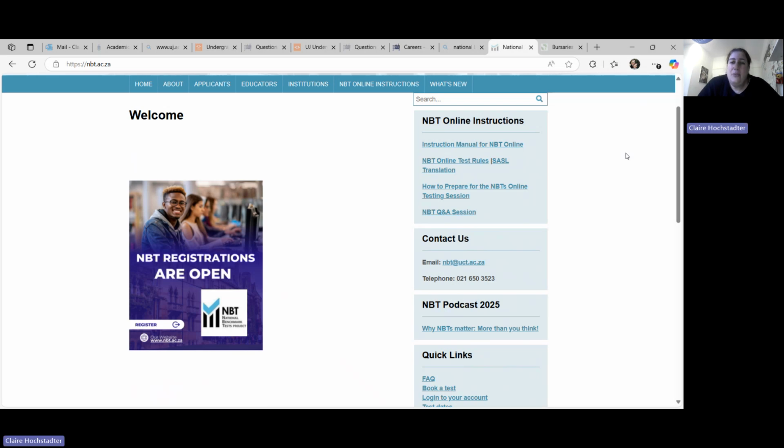And don't do it unless you need to. The reality is in your matric year, you have an awful lot of stuff going on. So you do not want to find yourself under unnecessary pressure unless you need to be. So NBTs, nbts.ac.za. You are going to either log into your account or register, and it will take you through everything that you need in regards to booking your NBTs.